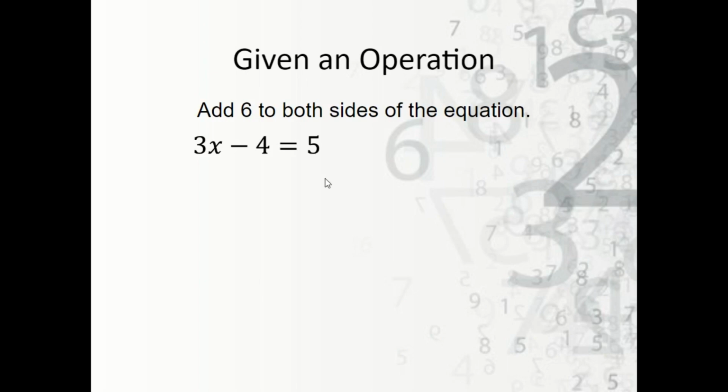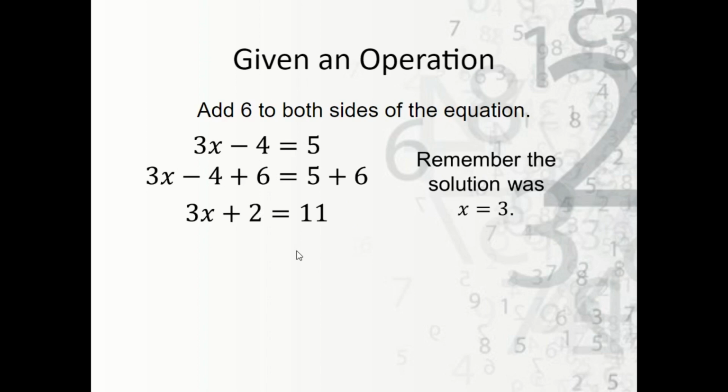We're still keeping the equation the same, so we have 3x minus 4 is equal to 5. So I add 6 to both sides, and I get 3x minus 4 plus 6 is equal to 5 plus 6. So I combine like terms: negative 4 plus 6 is positive 2, and 5 plus 6 is 11. So I get 3x plus 2 is equal to 11.